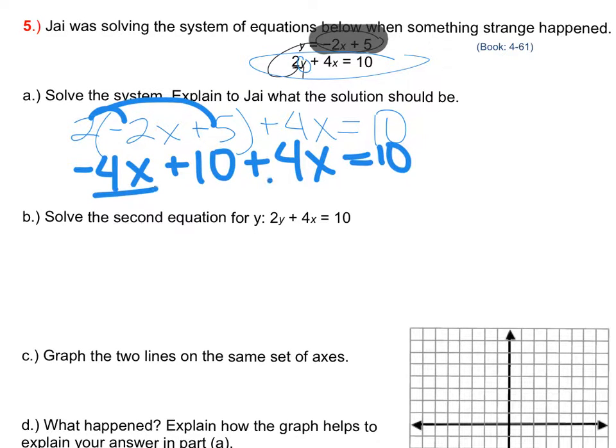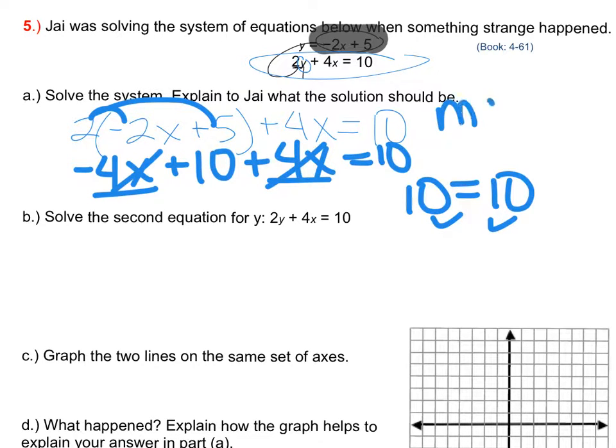If we combine our like terms, they're going to cancel each other out to get 10 equals 10. And anytime that we have gotten rid of our variables and the left side and the right side are equal to each other, we say that this is many solutions.